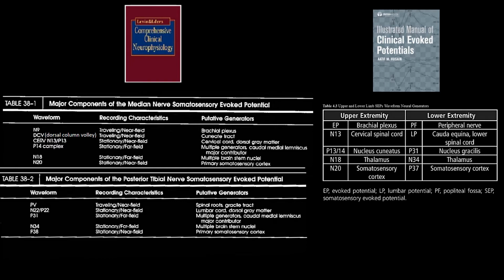You can see in this frame 3 tables. They belong to 2 different books. The tables are regarding generators of the different waves encountered during median and posterior tibial nerve somatosensory evoked potentials. It appears that there is agreement at times, as is the case with N13 and N22. N22 is referred to as LP in the illustrated manual that is on your right.